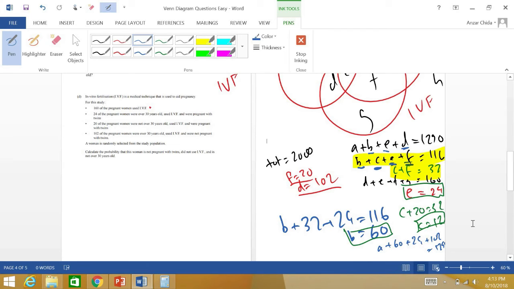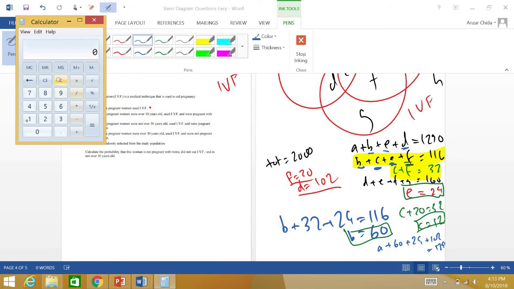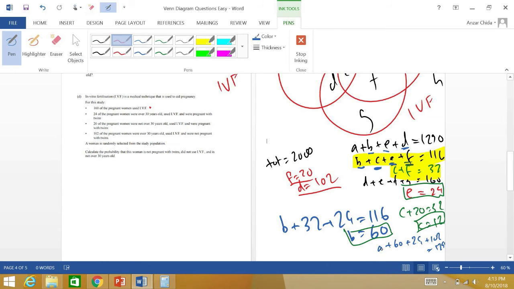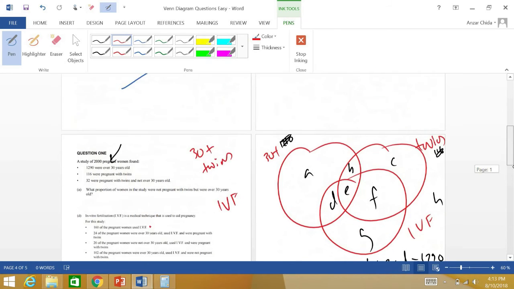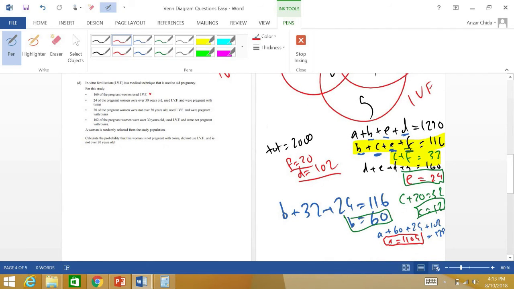Okay, so I've got to go 1290, and I've got a minus 60 minus 24 minus 102. So 1104. So I get A equals 1104. So I think I've got everything. Just remember, you don't always have to find everything in a Venn diagram. So I'm actually going to go here and see if I need to find more.